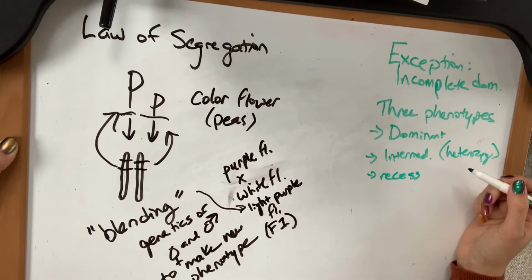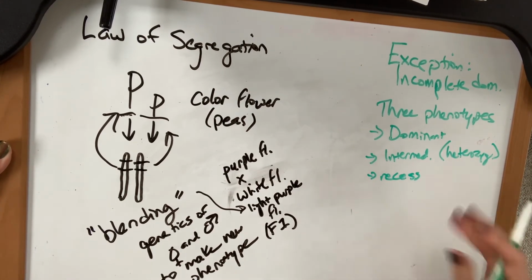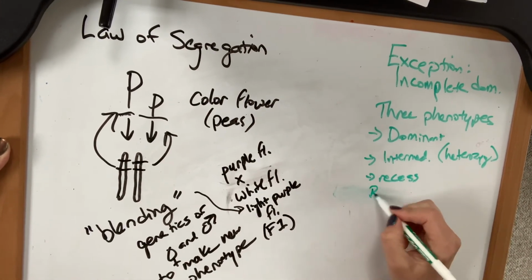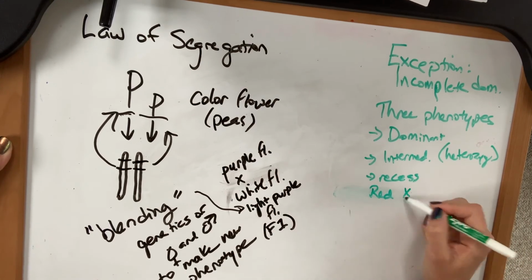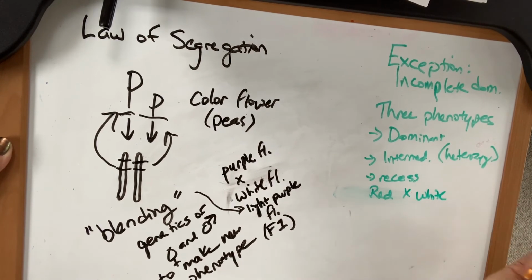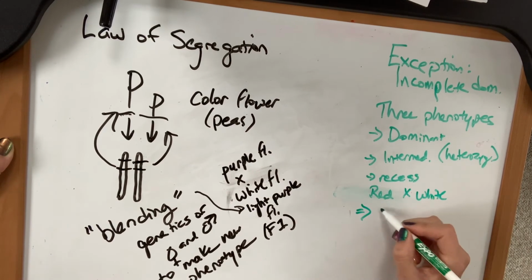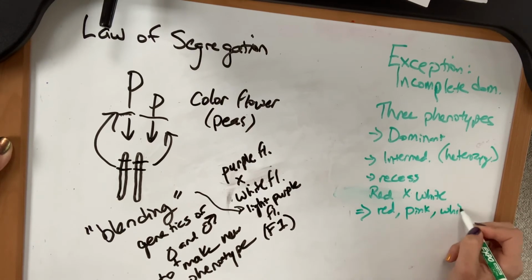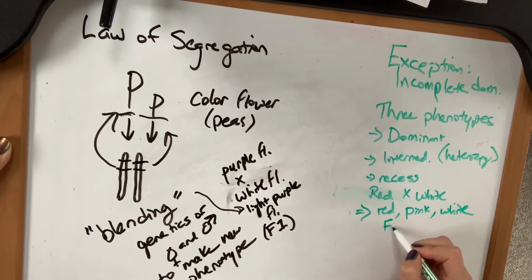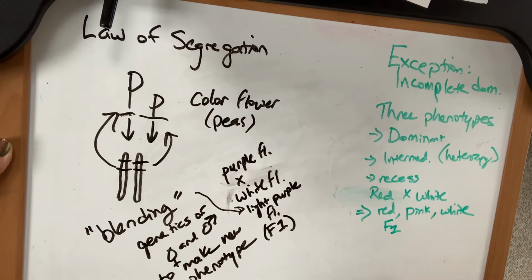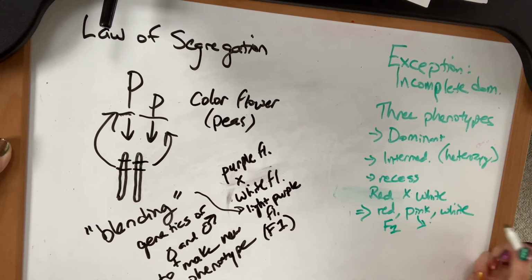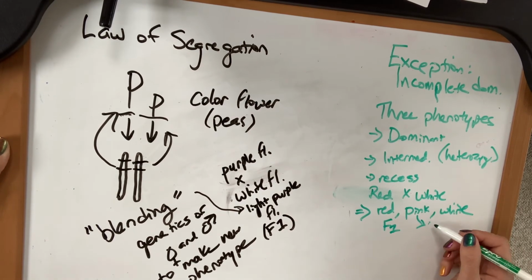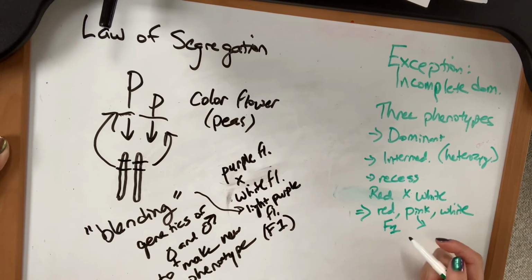And so this was the instance in other plants where we get, sorry, not purple, we saw the red crossed with the white parent, and then we get red, pink, and white individuals in the F1 generation. And again, the pinks are those individuals that are heterozygous for that one allele. So we see three different phenotypes.